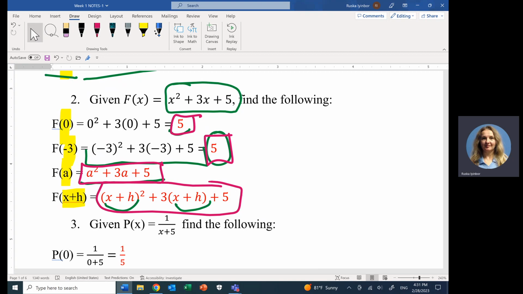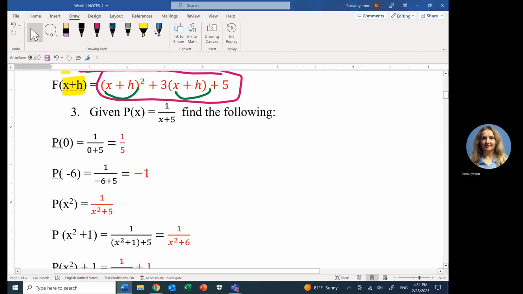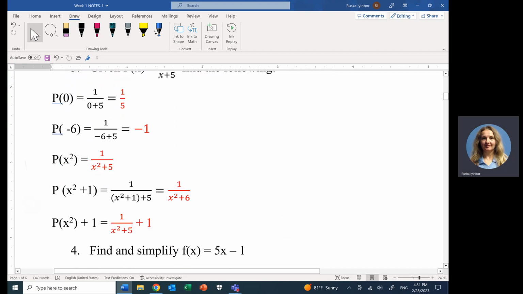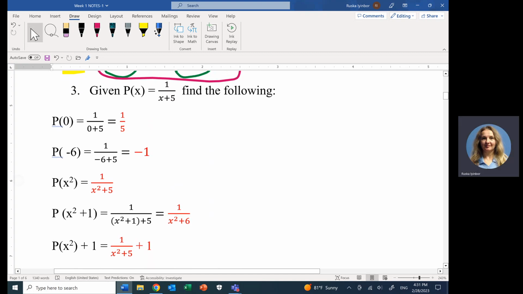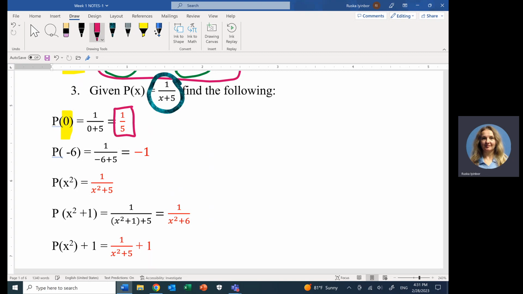Just plug it in, replace x. The next one is the same way. So we have function p, and you just have to plug it in, replace the x. So the first one is p of 0. I'm going to copy the function. The given function is 1 over x plus 5. And replace x with 0, so you get 1 over 0 plus 5, which gives us 1 over 5. That's your final answer, 1 over 5.